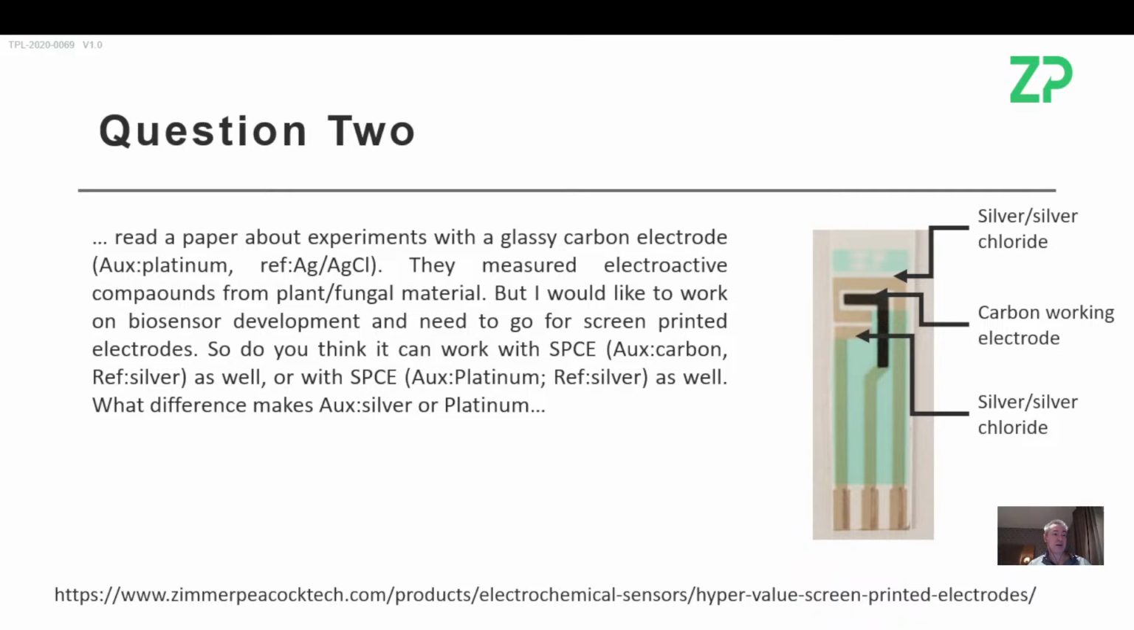loved the hypervalue electrodes with their silver chloride counter electrode because it allowed their USB potentiostats to work properly, because the counter electrode being silver chloride allowed for a lower compliance voltage. So that's just a sort of side comment and a bit of an anecdote.